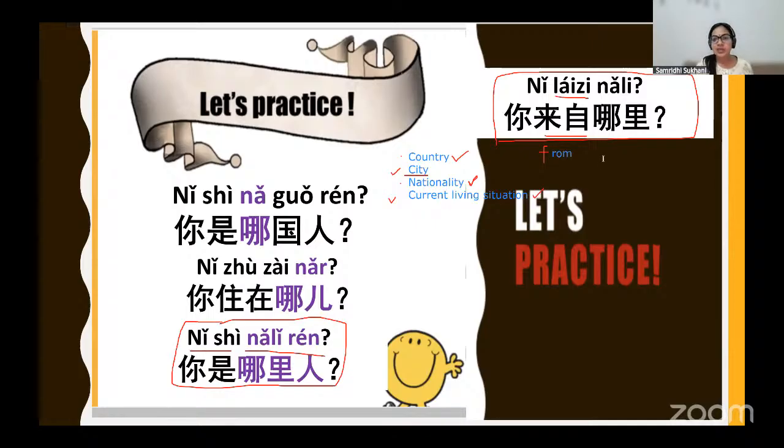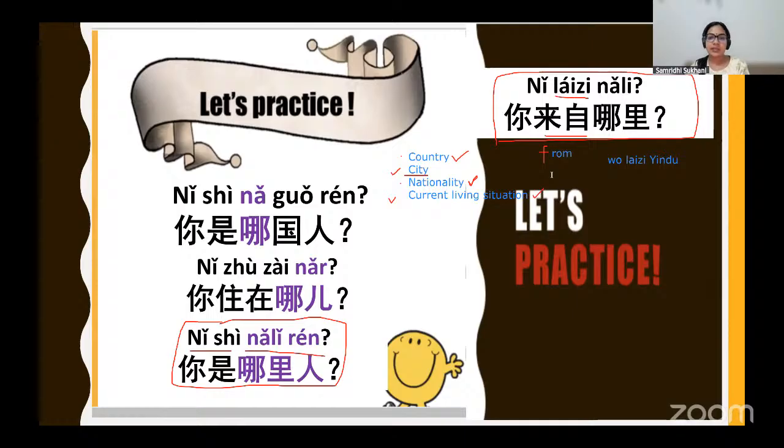So the straight answer is Walaidze Intu. I'm from India. Walaidze Intu. Nilaidze Nali. Walaidze Intu. This is where they're asking you which country you are coming from, not nationality. They are asking about the country. Which country are you from?